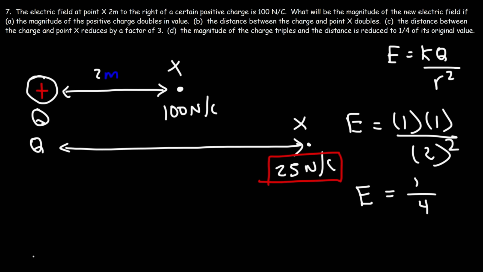Now let's move on to part C. The distance between the charge and point X reduces by a factor of 3. So what's going to be the magnitude of the new electric field in that case? So we're bringing it a lot closer to Q. So here's the new position of X. So here the distance doubled to 4 meters. But now it's going to be reduced by a factor of 3, so it's 2/3 of a meter.